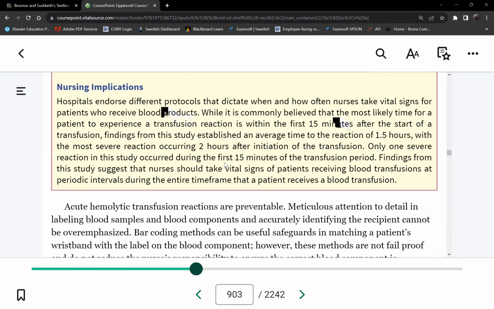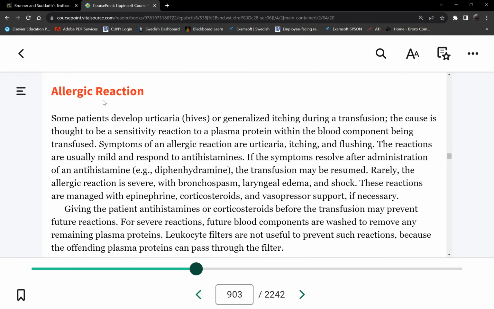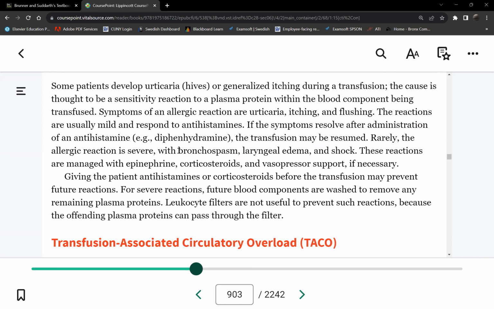The intervention is really the same. You're told to stop the transfusion and then call the doctor. Same thing here, allergic reaction. Okay, so these are your signs and symptoms. Some of them will say prevention. So let's say this patient has a history of a blood transfusion reaction.